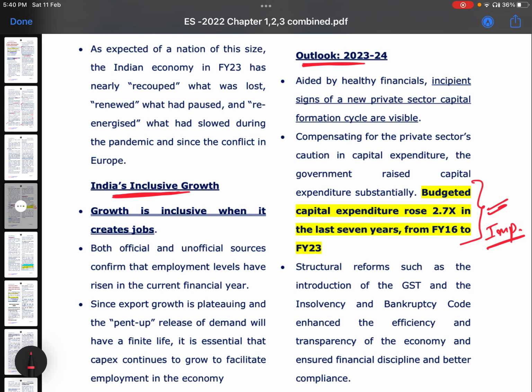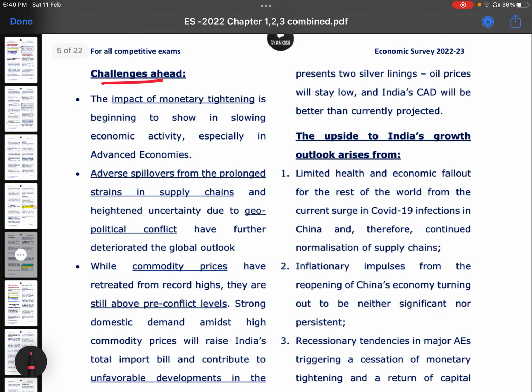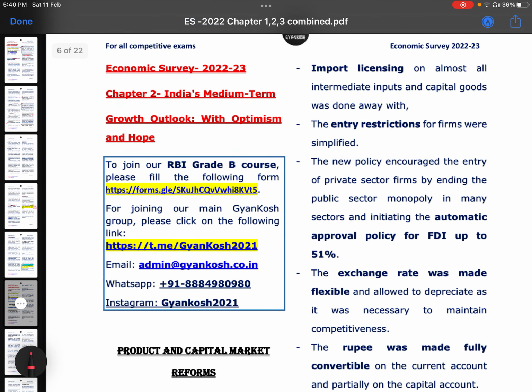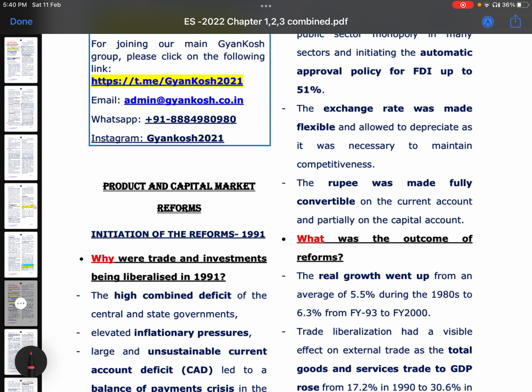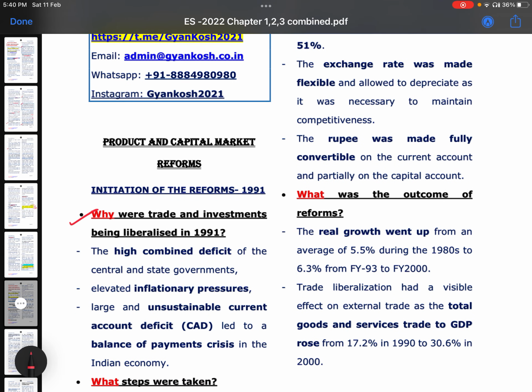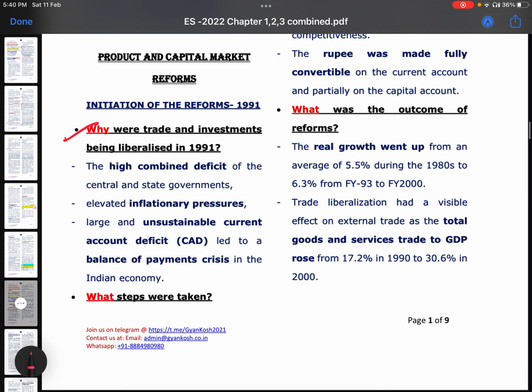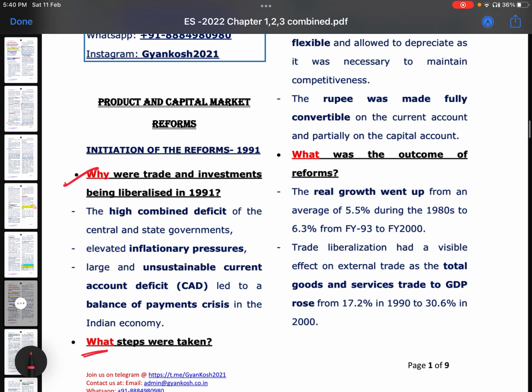Similarly, Chapter 2 is also very important. The first part of the survey is about the reforms of 1991. It says why liberalization was required, what steps were taken, and what were the outcomes of the reform.